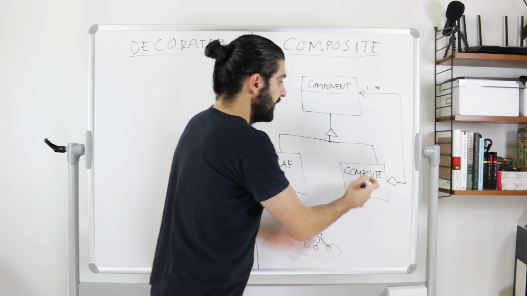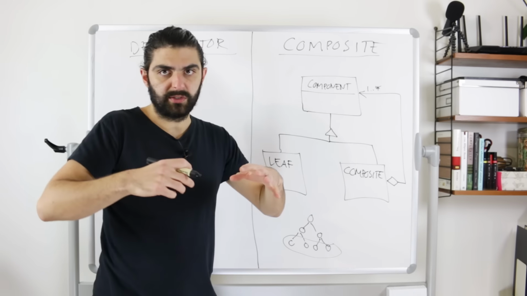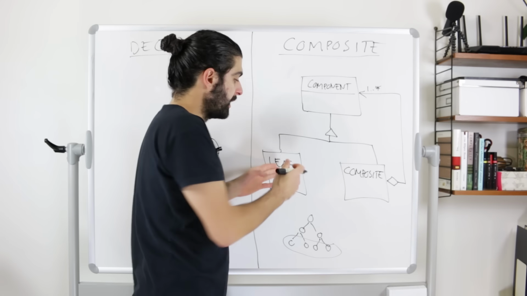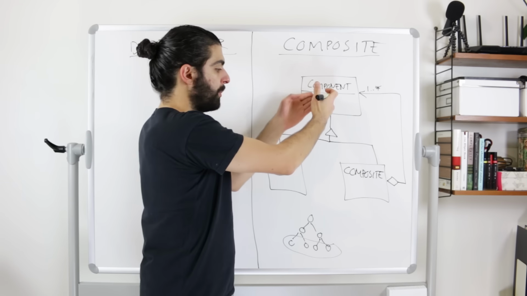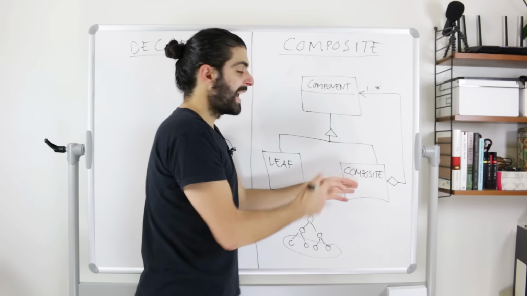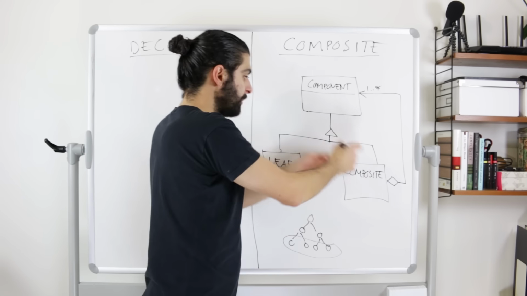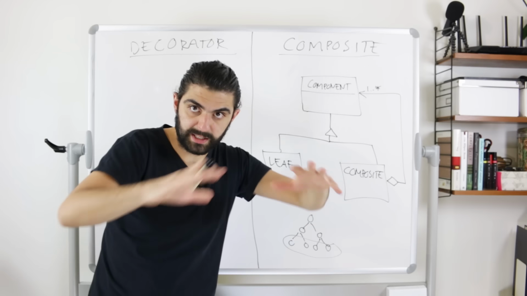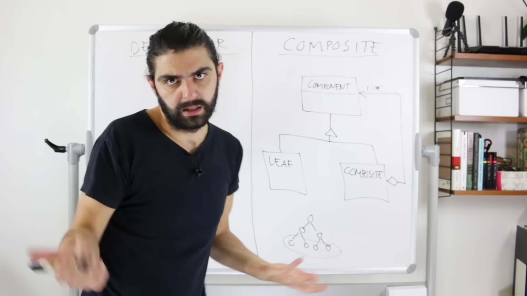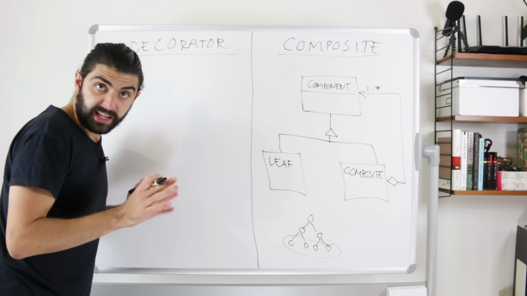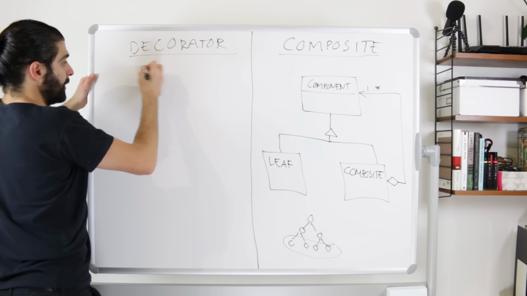So composites have components, and this is how we get into this sort of recursion, where a leaf and a composite both are components, but composites have references to other components. And since components can be components, you can build an infinitely deep tree, theoretically. Now let's draw the decorator. So the decorator, however, also starts with a component.